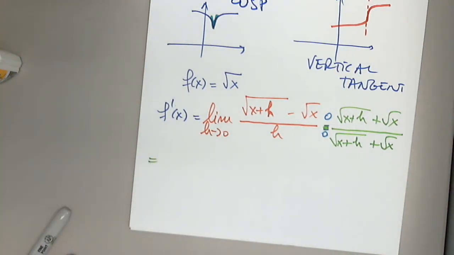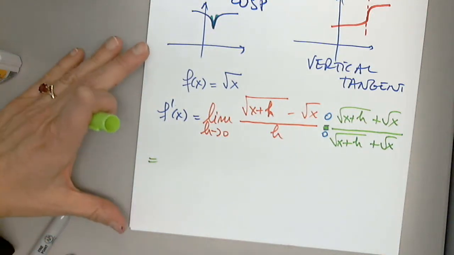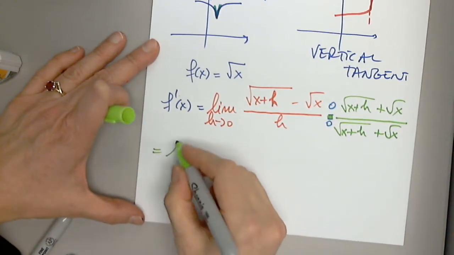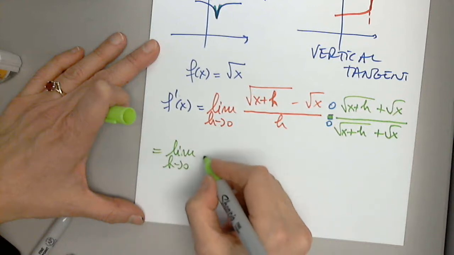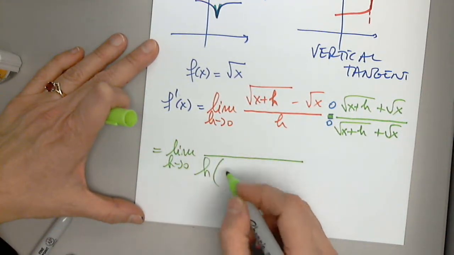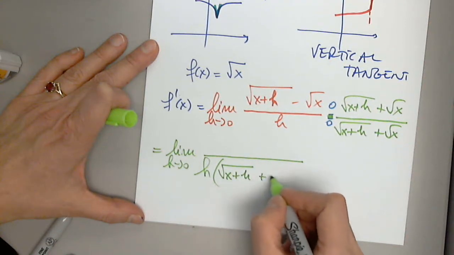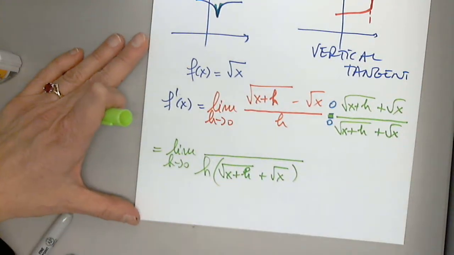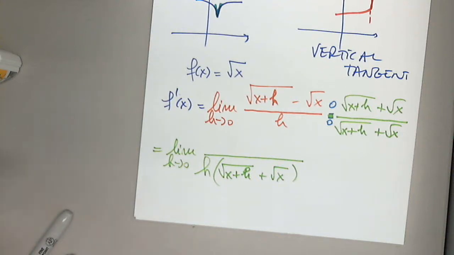Excellent. Well done. That's what I want to hear. Good. So then this is the limit as h approaches 0. I will write the bottom because I'm lazy, and I'll wait for you to give me the top, because you are experts now.